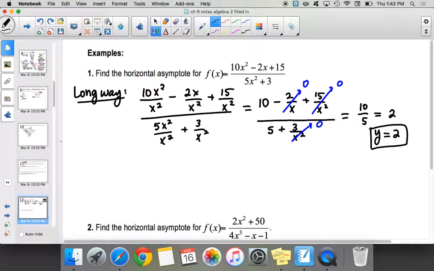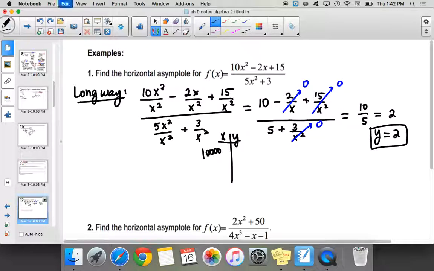Okay, so looking at the original, can we shortcut that process? Yeah. Why exactly did you cancel out everything with an x or x squared? Because we're saying, like, if I had a big t table and I was plugging in a really huge number for x, what would this all be close to? These terms become insignificant. They're like so small that they don't matter. That's why we were talking about the huge number.